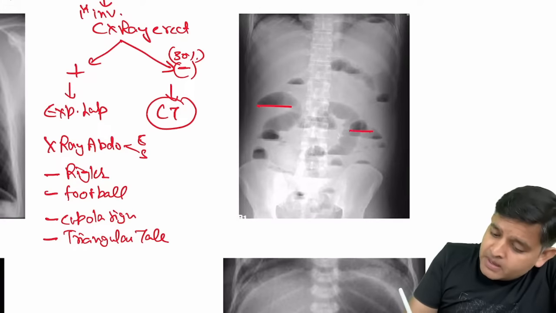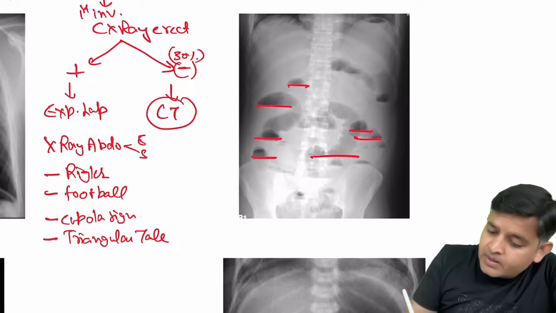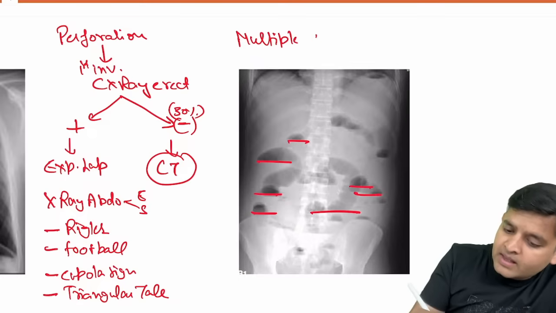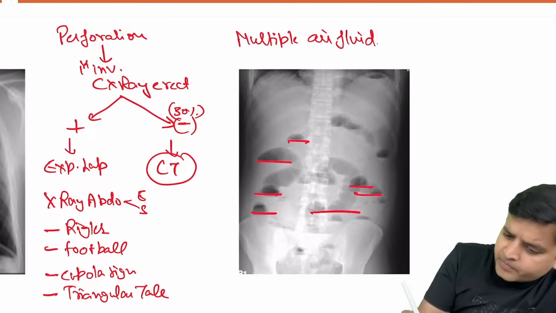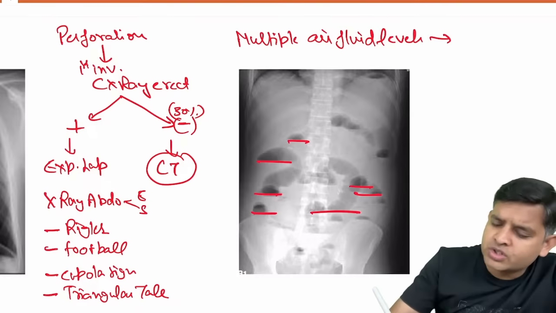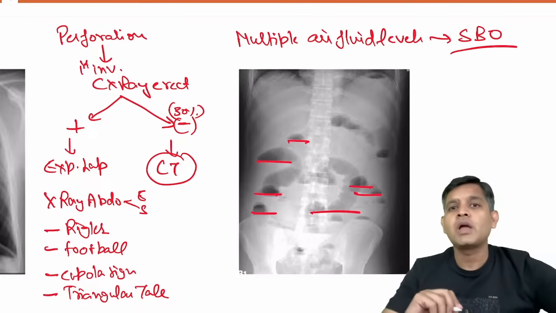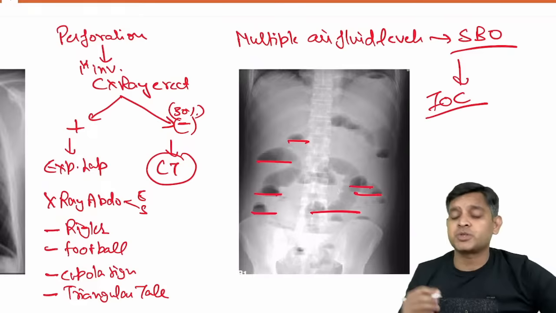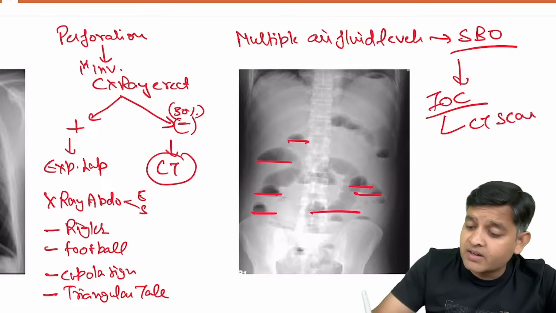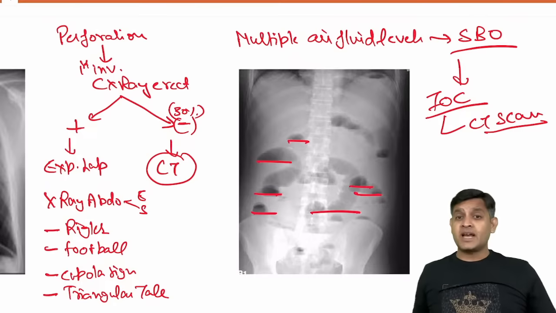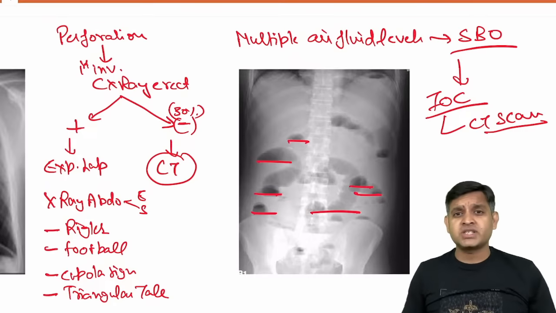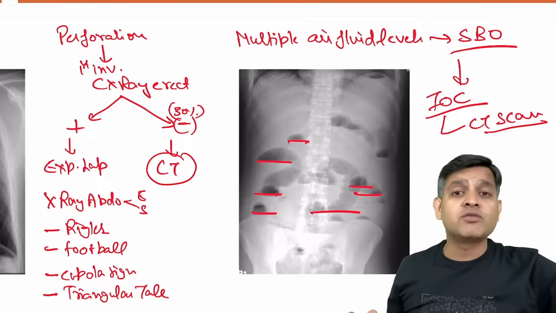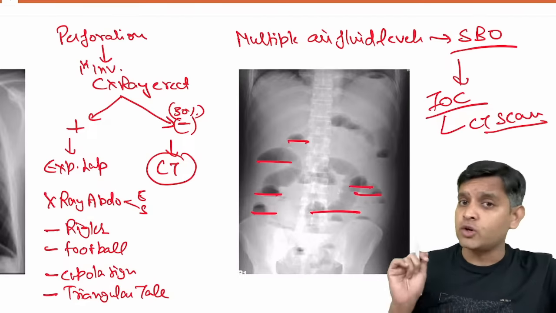Okay, if you see this appearance, what is this? You are seeing multiple air fluid levels, and please remember, multiple air fluid levels are diagnostic for SBO, small bowel obstruction. But now I have a question for you. What is the investigation of choice for a small bowel obstruction? Investigation of choice is CT scan. First investigation is X-ray abdomen. But the investigation of choice is CT scan, because it will not just tell you the obstruction, it will also tell you the exact level of the obstruction as well as the cause of the obstruction.